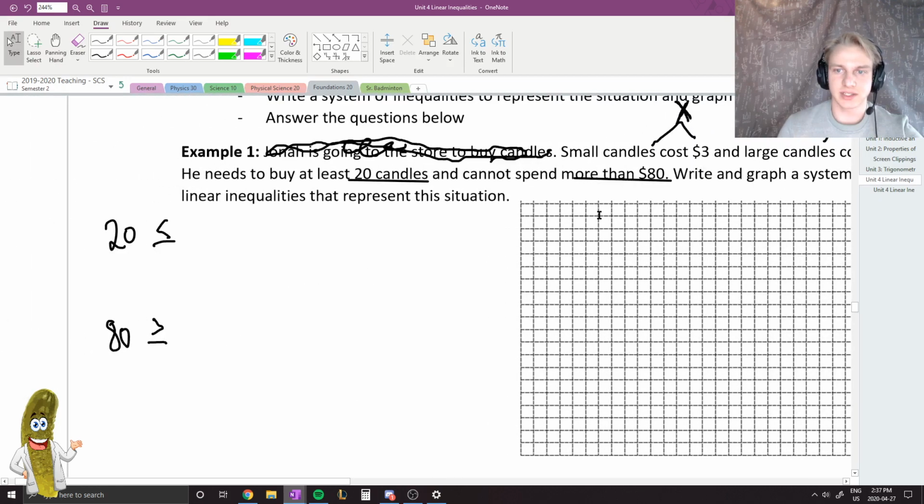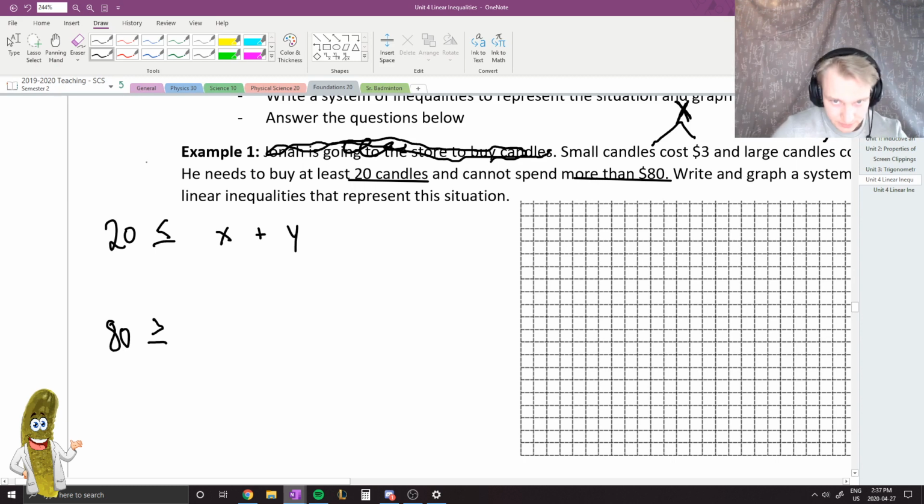So what I would do here is I would look at this scenario. I'd say small candles cost $3, large candles cost $5. I need to buy at least 20 candles. Well, if I'm buying small candles and large candles, I know that the number of small candles I buy, X, and the number of large candles I buy must be at least 20. It must be greater than or equal to 20. So that's one of my equations there.